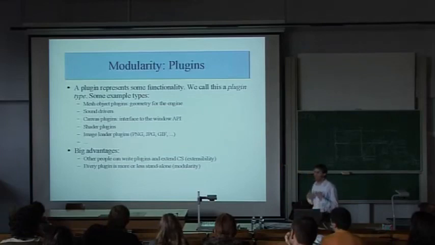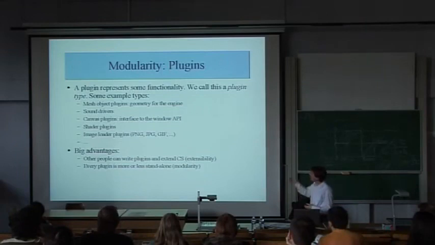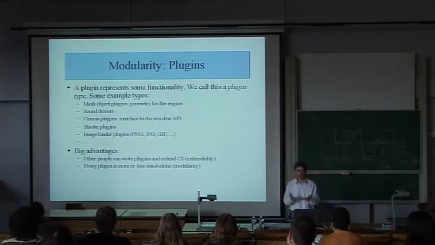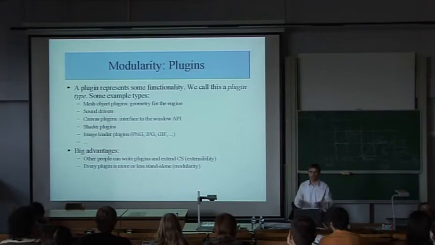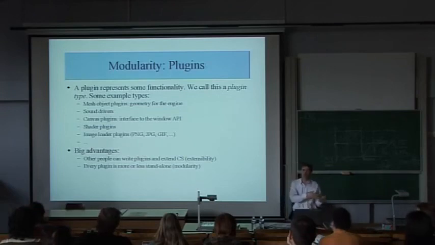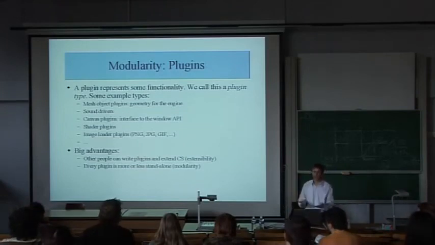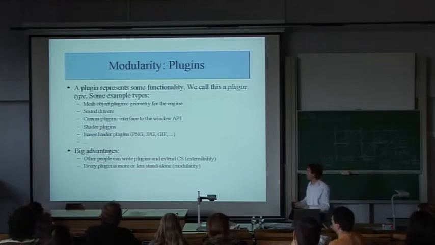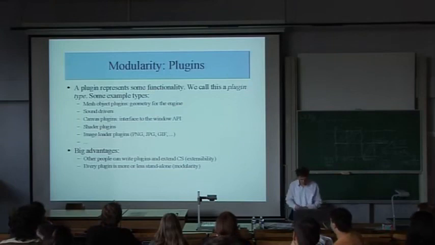And the plugin is a representation of some functionality, and we call this a plugin type. So here are a few example types. For example, sound drivers. There's one interface, one API for a sound driver, but then you have multiple plugins all implementing that same interface, so that you can have a sound driver for Linux and one for Windows, for example. Same for image loader plugins. There's one interface for the image loader, and then we have different plugins for all the different formats that we support.